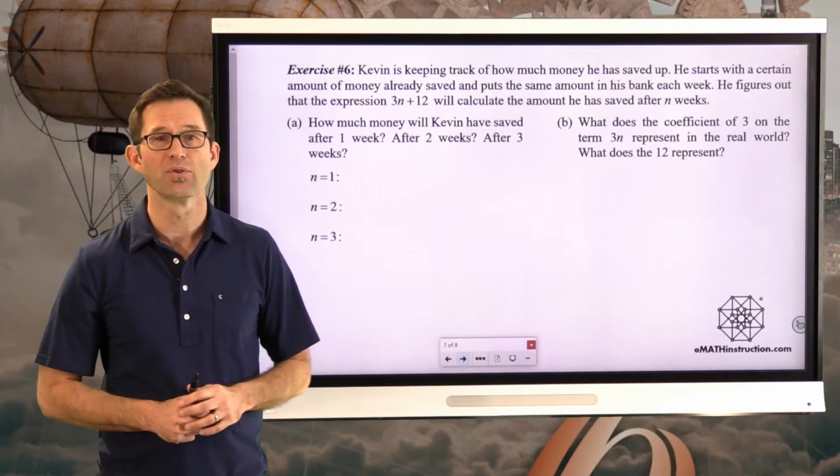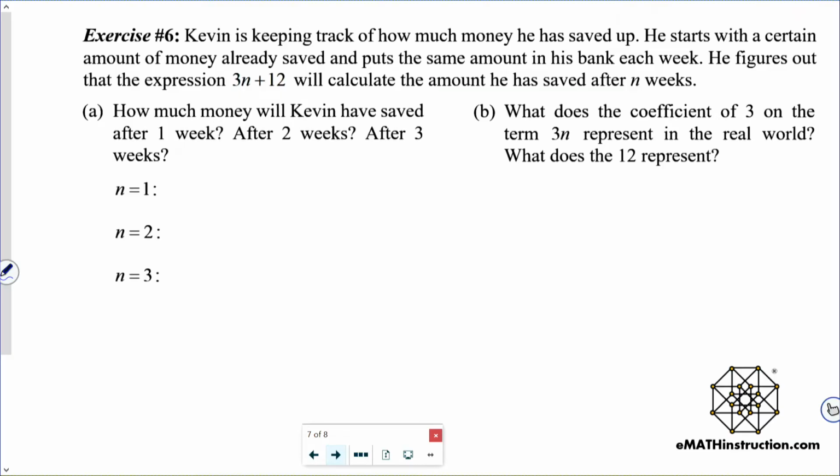All right, exercise number 6. Kevin is keeping track of how much money he has saved up. He starts with a certain amount of money already saved and puts the same amount of money in his bank each week. He figures out that the expression 3n plus 12 will calculate the amount of money he has saved after n weeks. Letter A, how much money will Kevin have saved after 1 week, 2 weeks, 3 weeks?